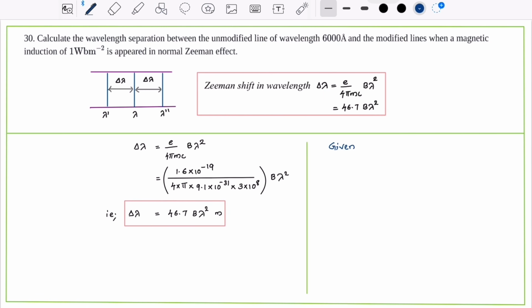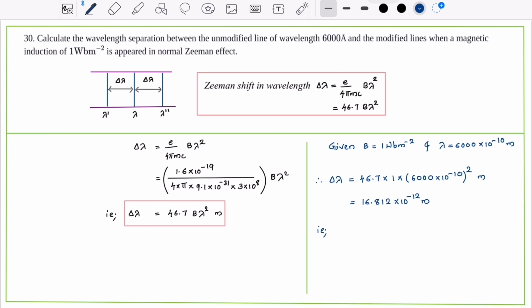In the problem, it is given that the magnetic induction B is equal to 1 Weber per meter square and the wavelength of unmodified line is 6000 angstrom, that is 6000 into 10 raised to minus 10 meter. Therefore, delta lambda is equal to 46.7 into 1 into (6000 into 10 raised to minus 10) square. The answer will be in meter, and that is equal to 16.812 into 10 raised to minus 12 meter. That is, delta lambda is equal to 0.168 angstrom.